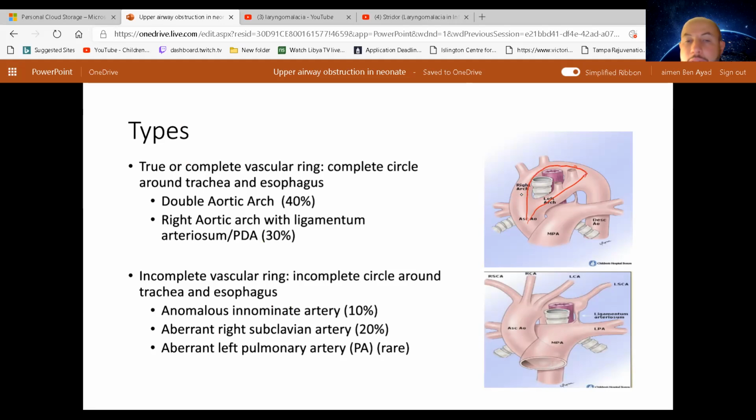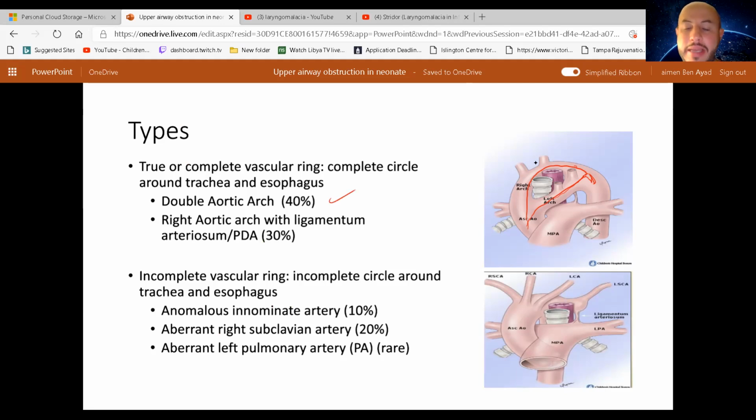Just to revise, the right aortic arch is supposed to disappear and give you the right subclavian branch of the aorta. If the right arch remains and merges with the left arch, and circles around both the trachea and esophagus, that's called a complete aortic arch, or double aortic arch. Complete means completely surrounding the trachea and esophagus. So that's number one.